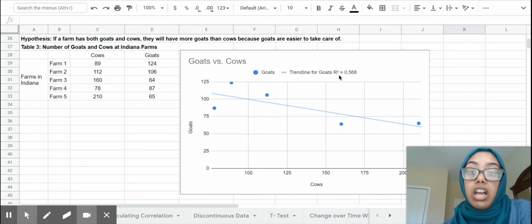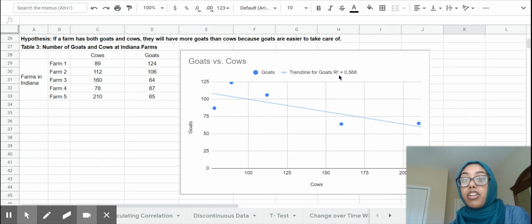And if we look at it, it's also indicating, right, that as the number of goats go up, the number of cows decrease, and as the number of goats go down, the number of cows increase. So I think that you could say there's a maybe moderate, because we're at the 0.5 value, there's a moderate chance that this hypothesis is true. So maybe you could again fail to reject based off of that.